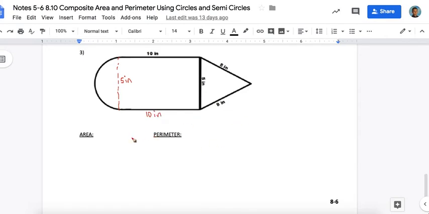Okay, so now we're going to do the area formulas. I see a semicircle, I see a rectangle, and I see a triangle. So let's do the semicircle first. Start as far to the left as you can. And since it's a semicircle, I've got to put 1/2 pi times radius squared.